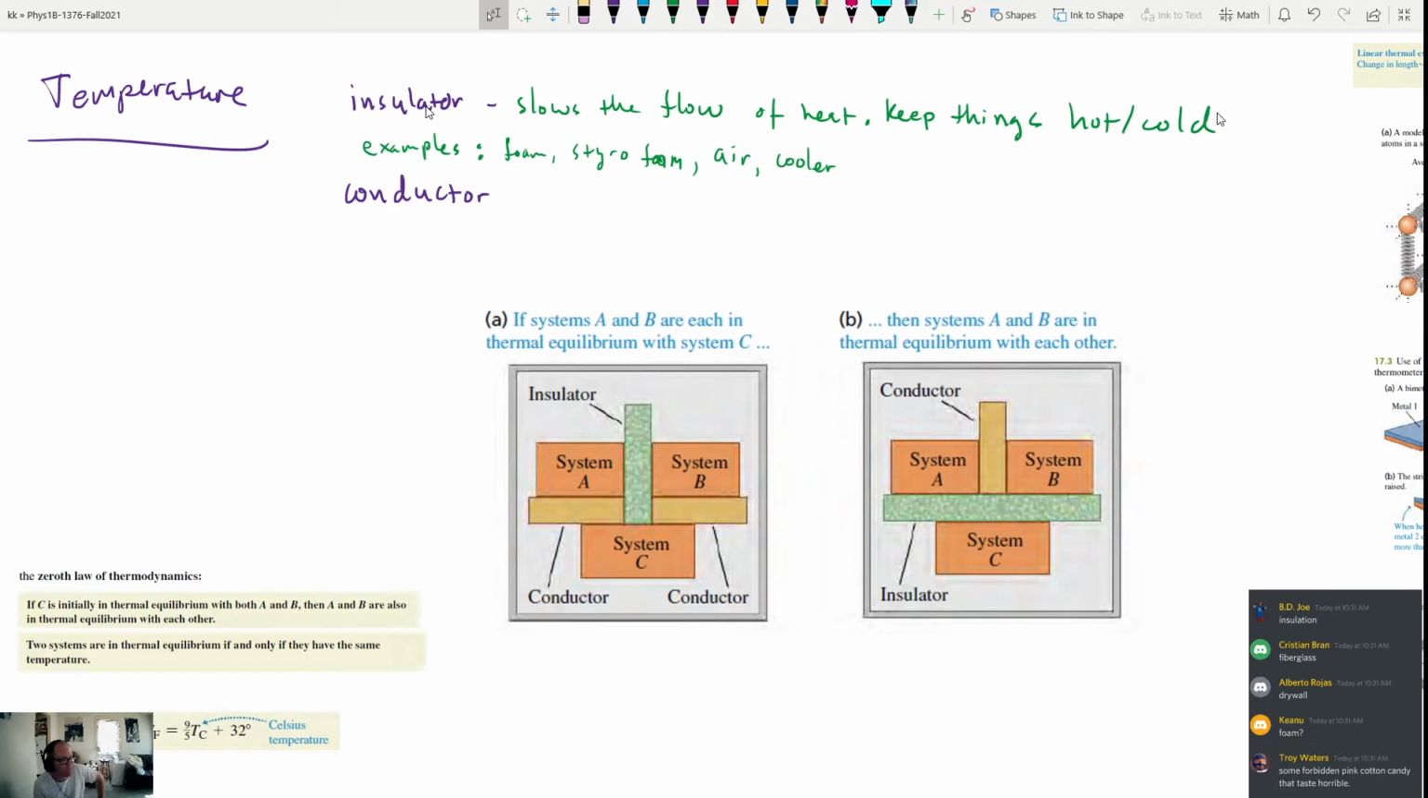Your fridge, you can't put hot things in your fridge or they'll get cold, right? Your fridge actively cools things down, all right? So your refrigerator in and of itself is not an insulator, but it does have insulating material, right? The actual doors and stuff. It's designed to make things cold. So we're not talking about a refrigerator here. We're talking about something to keep things either hot or cold, right?